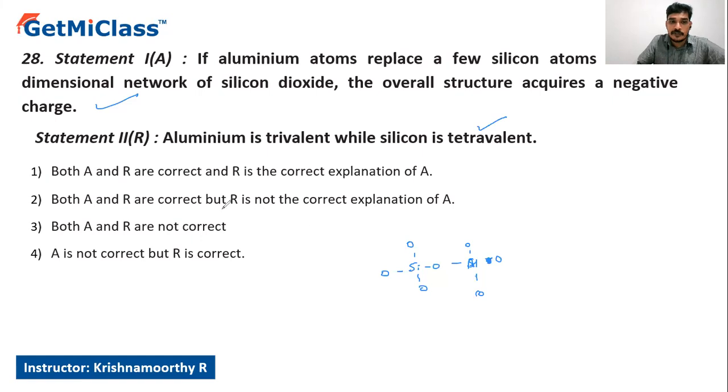negative charge. Therefore, both assertion and reason, or statements 1 and 2, are correct, and the second statement is the correct explanation for the first one, which means the answer is option first.